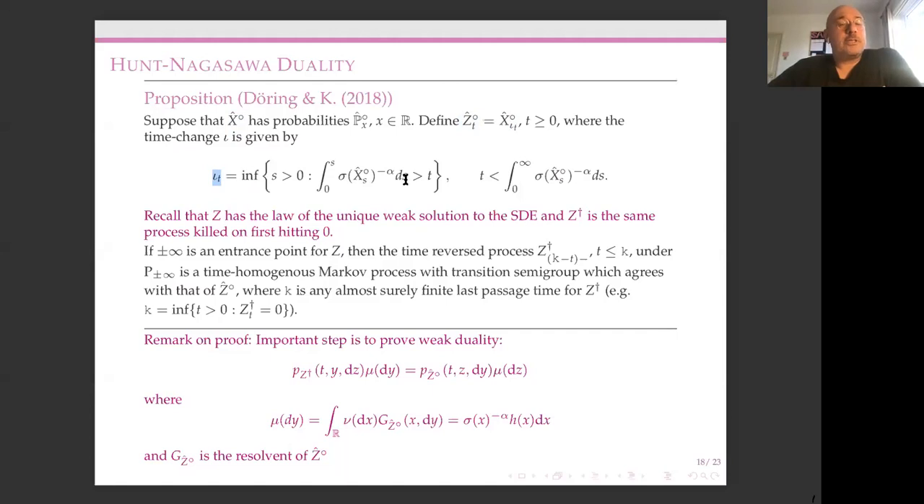So there's no apparent reason for it at the moment. However, what I'm saying is, if plus minus infinity is an entrance point for the solution to the SDE, then I'm quite within my rights to pick a last exit time. This k is going to be a last exit time. And I can time reverse the process from that last exit time, any last exit time.